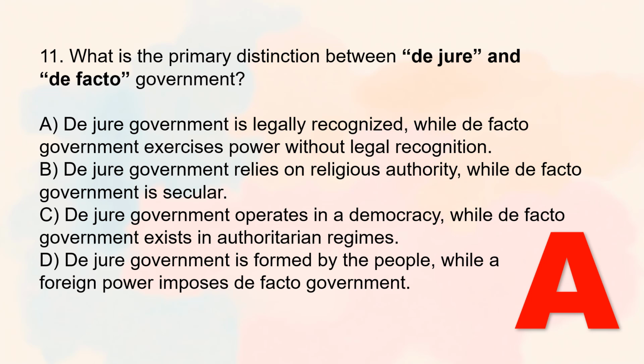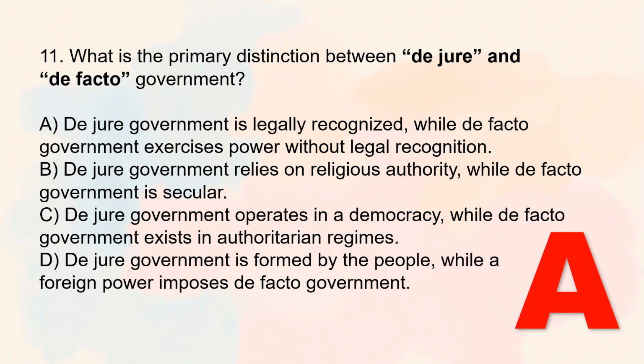The best answer is letter A. A de jure government is established and recognized by law, while a de facto government may function in practice but lacks formal legal legitimacy, like a military junta. So letter A is the best answer.